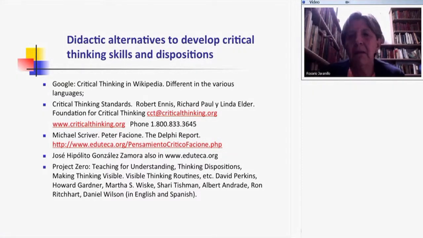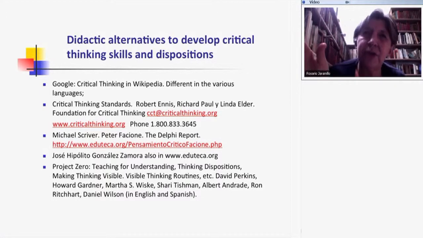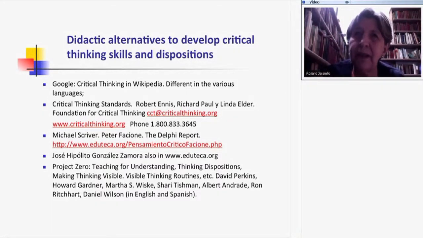The first thing that I would suggest is simply go to the internet, to Google, and find critical thinking. I was delighted to see that the English version of critical thinking on Wikipedia is different from the one they have in Spanish, and it's different in French. And they are, again, very mutually enriching. It's very interesting to read all of them.